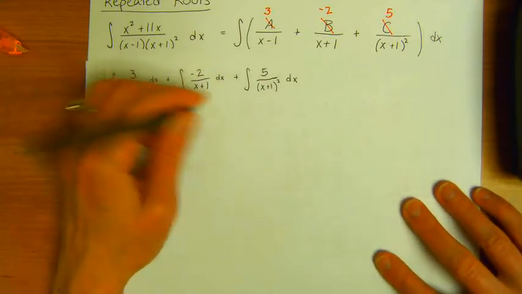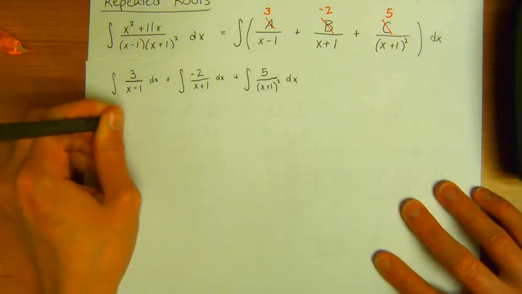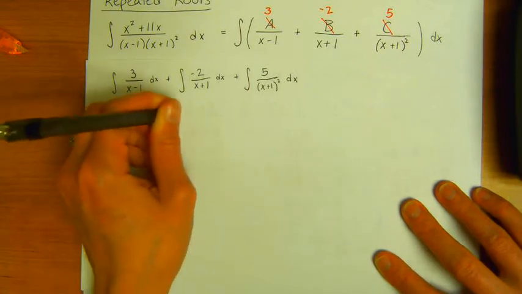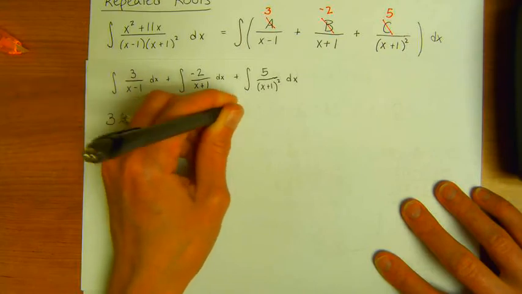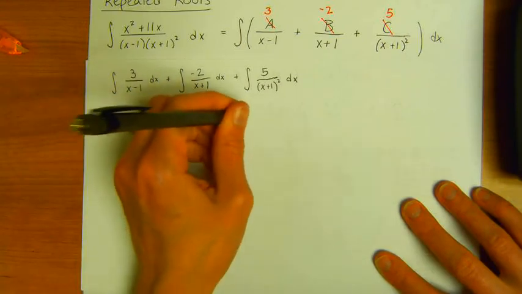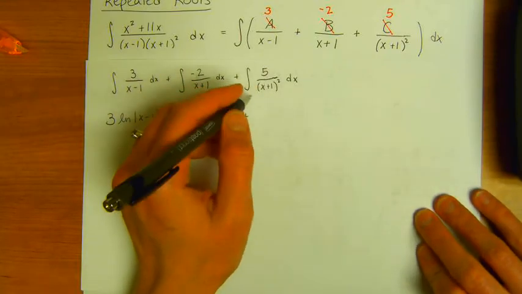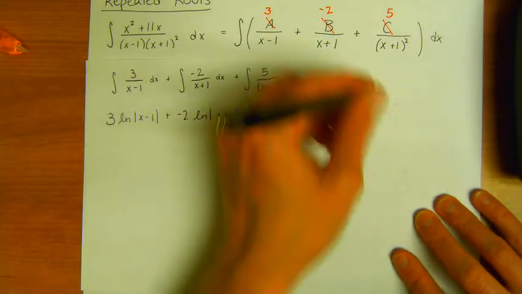These we can integrate in our head. I've demonstrated a couple of times. This is going to be 3 times the natural log of the absolute value of x minus 1 plus negative 2 times the natural log of the absolute value of x plus 1 plus, how do we integrate this? Let's go ahead and work through the steps of our u substitution. Here, maybe I'll do this work off to the side.